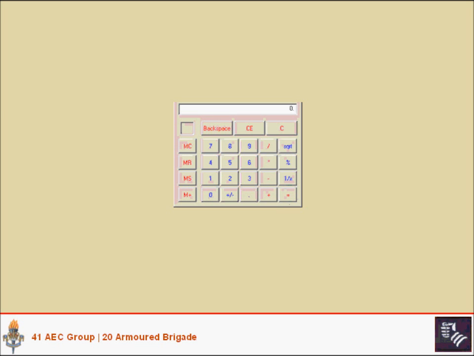To divide, we put in the number we want to divide, usually the largest number, and then press the divide key. Next, we enter the number we want to divide by, usually the smaller of the numbers, and press equals. The answer will appear in the screen.